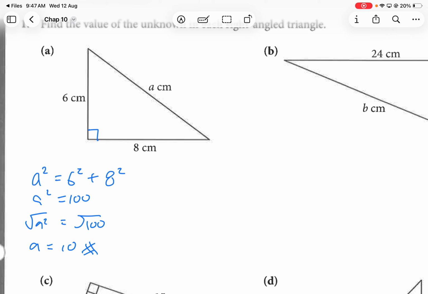6 squared is 36. 8 squared is 64. Add them together. Mr. Ong, how do you prove that his theorem was correct? No one can prove him wrong. Actually, there is a proof. You can prove that it is always correct. Use AI lah. No, you go and draw the triangle, you can prove already.